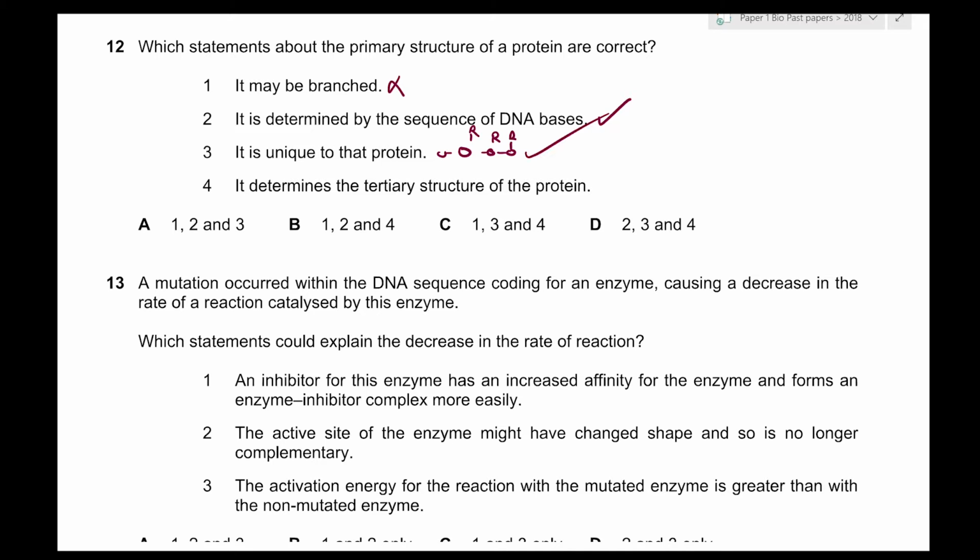This is correct. 4. It determines the tertiary structure of a protein. Yes, this is correct because I told you prior that each different amino acid has a different R group, and every R group has a unique tertiary structure bond precisely formed to it. Therefore, yes, it does determine the tertiary structure, and a change in a single amino acid molecule could completely alter the tertiary structure. For example, valine in sickle cell anemia. This could totally alter the tertiary structure. Therefore, 2, 3, 4 is correct, and the answer is going to be D.